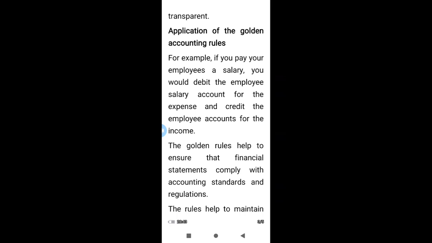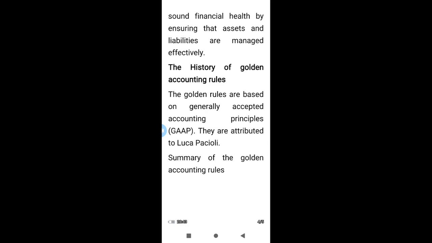These golden rules ensure that financial statements are in accordance with the accounting standards, that is, in accordance with the principles, concepts, and conventions of accounting.